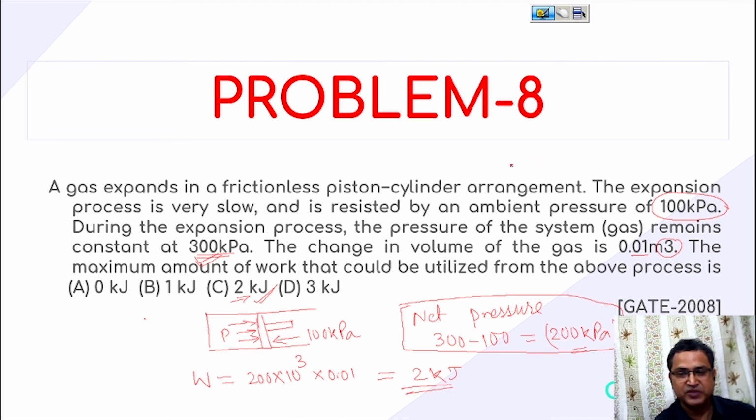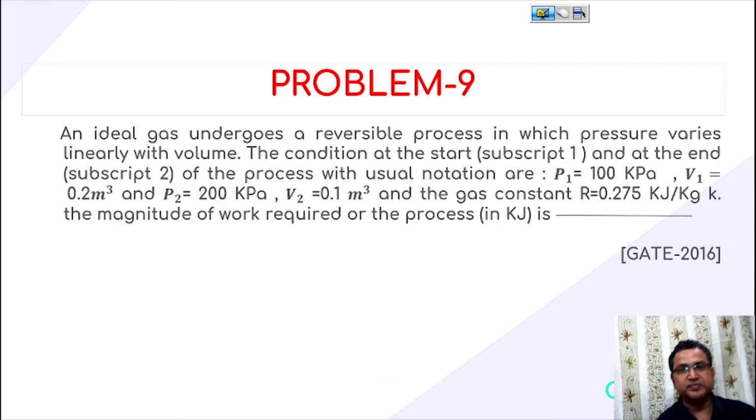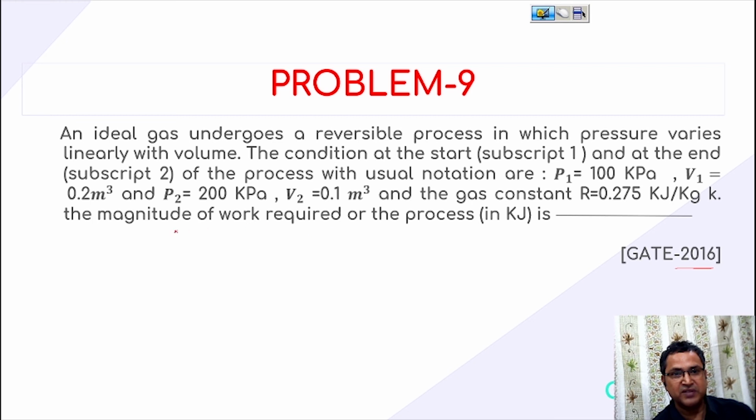Okay. Now the next problem. Again, this was a GATE question. An ideal gas undergoes a reversible process in which the pressure varies linearly with volume. Here the pressure is varying linearly with respect to the volume. The conditions at the start, subscript 1, and at the end, subscript 2, of the process with the usual notations are: P1 initial pressure, initial volume is given, P2 and V2 are given. The gas constant value is 0.275 kJ per kilogram Kelvin. Then the magnitude of the work required for the process in kilojoules.